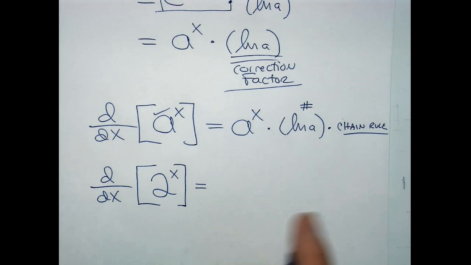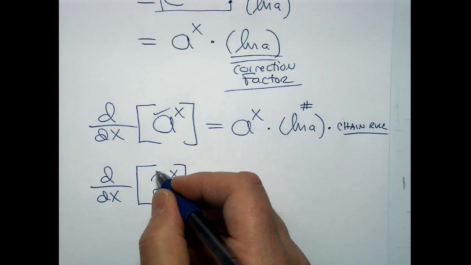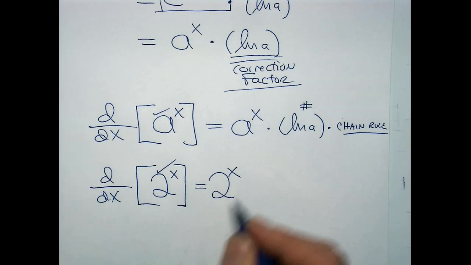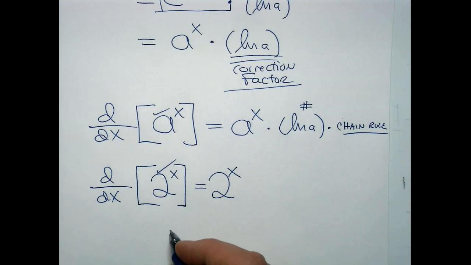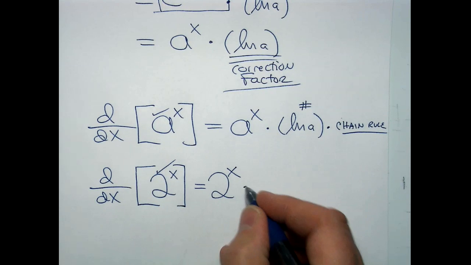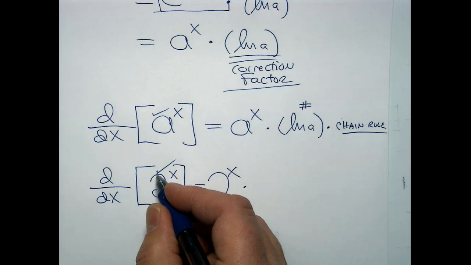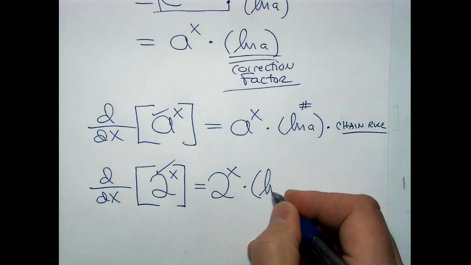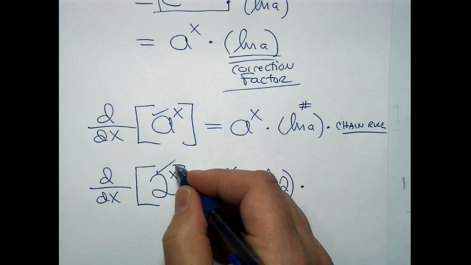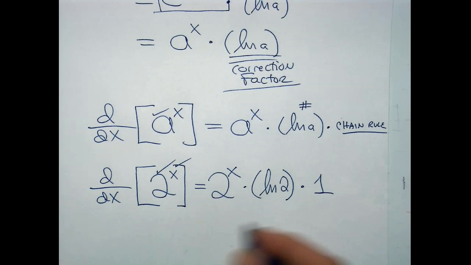It turns out that the derivative of any exponential function with any base is itself. That makes life much easier. Now the fact is I checked off 2 to the x. It is 2 to the x, but recognize that this is base 2, so I need a correction factor, which would be the ln of 2. And then don't forget to multiply by your chain rule, which would be the derivative of x, which is 1.